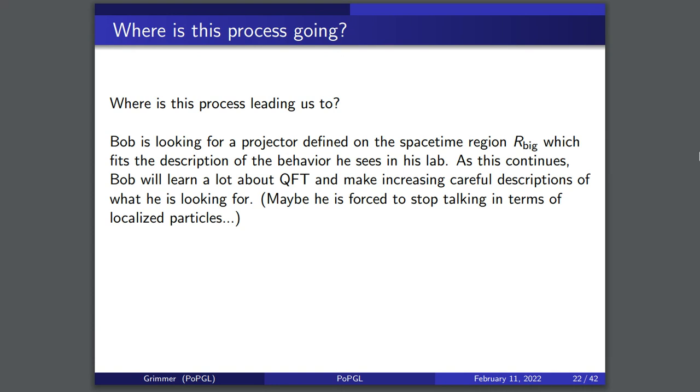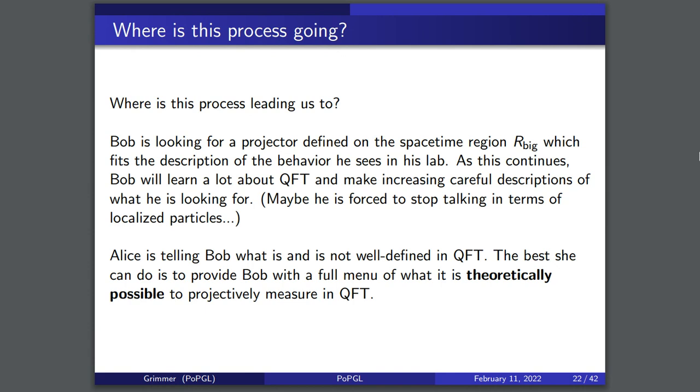This is all Bob wants. As this continues, Bob's going to learn a lot about QFT, which is great, really good for him. And he's going to be increasingly careful about the descriptions he makes of what he's looking for. This is really great, seems very pedagogical, he's learning a lot. Maybe, ultimately, he's forced to stop talking in terms of localized particles. I think that's the case, but it's not important. It's not important if Bob learns that lesson or not, or if that's the right lesson for Bob to learn. He just wants this match with his experiment.